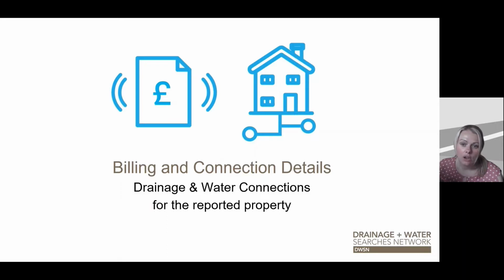In all searches that are compiled by the Water and Sewage Company, we will tell you for which services the property is connected for. And there are 3 possible connections. Wastewater to be removed and treated away from the property. Surface water, sometimes known as rainwater, to be taken away and treated. And clean drinking water to be provided to the property. We will also tell you the basis of charging for the connected services. And there are 2 possible bases of charging.